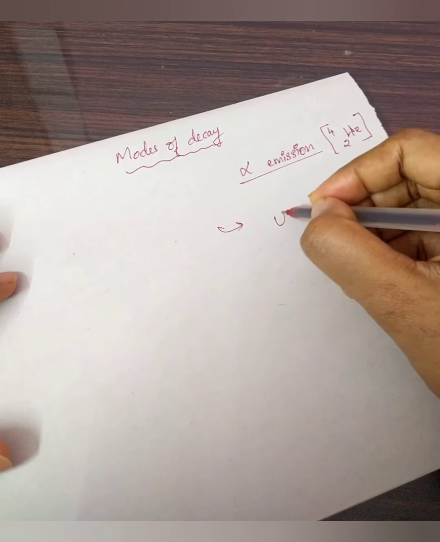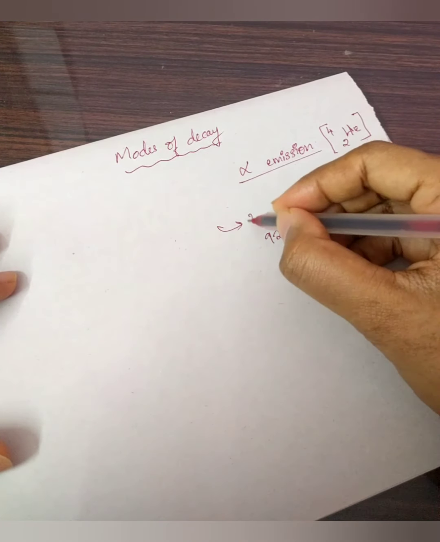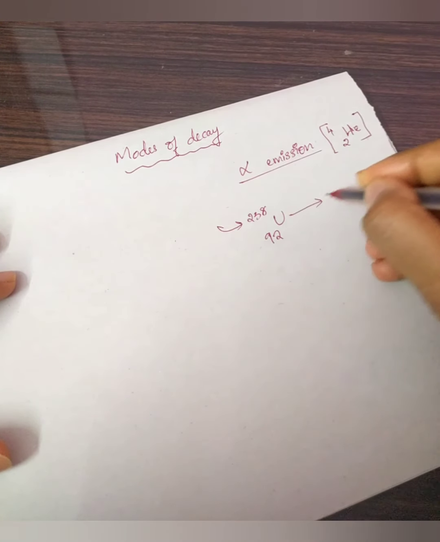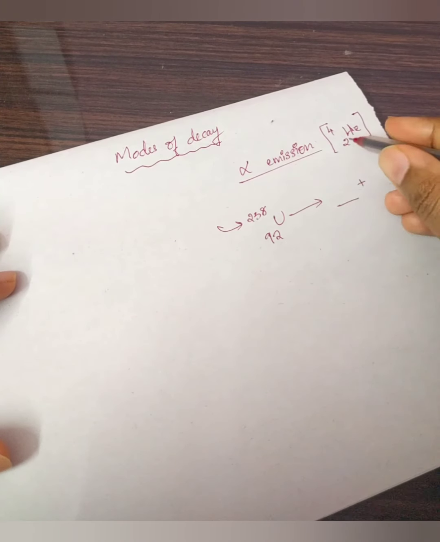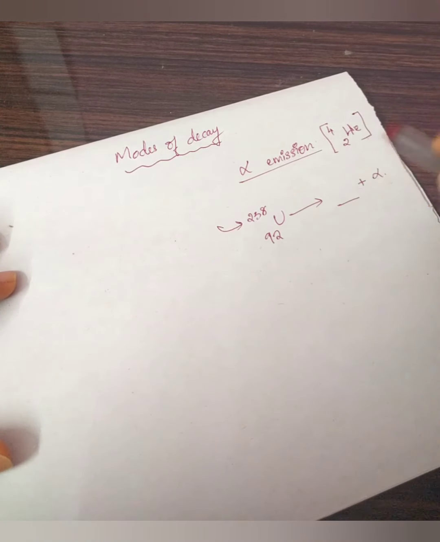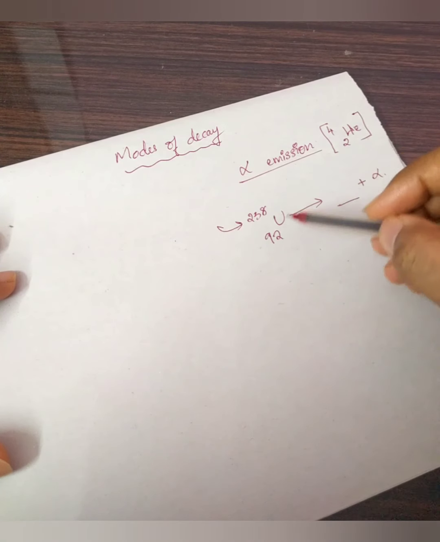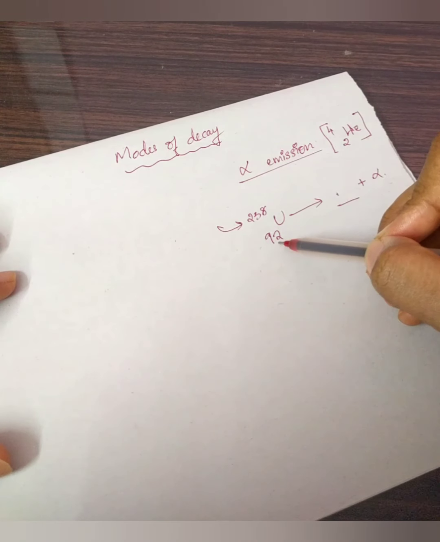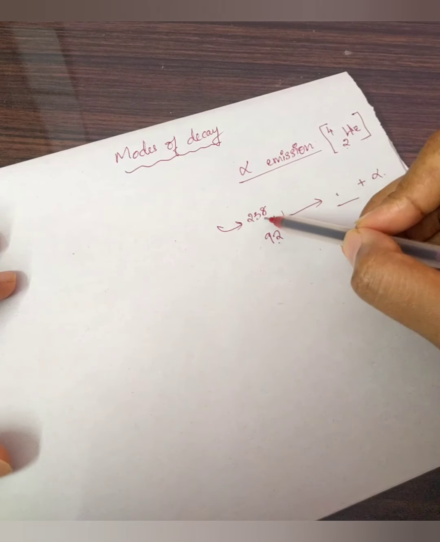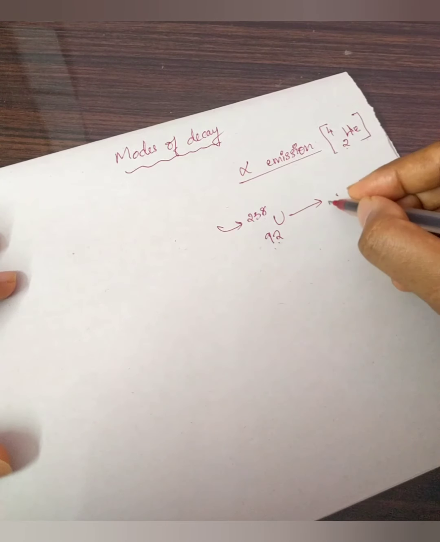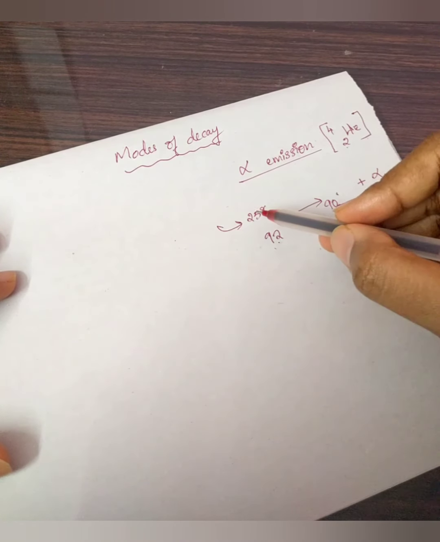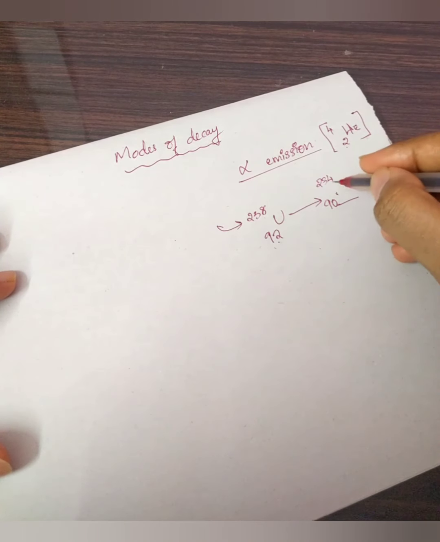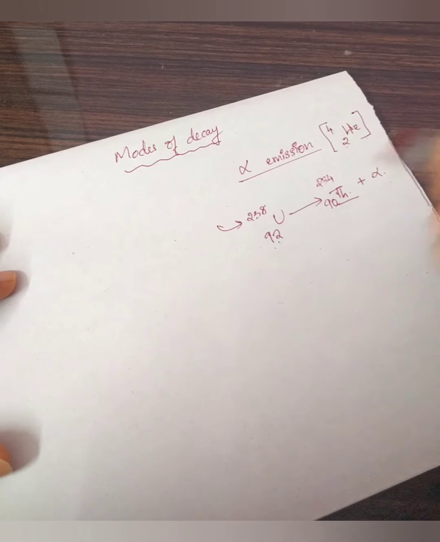Consider the example of uranium 92, 238. When this undergoes alpha emission, there will be a product plus an alpha particle. The daughter nuclide will have an atomic number 2 units less and a mass number 4 units less. So the atomic number will be 90 and the mass number 234. The product will be thorium.